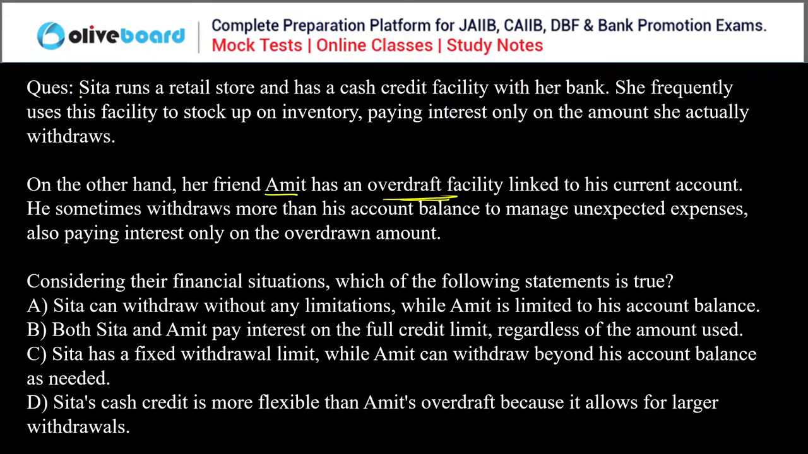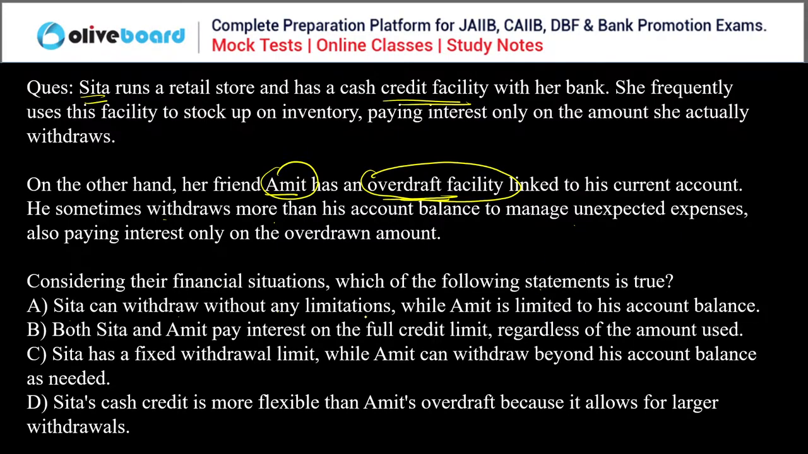Okay, so Sita has a cash credit facility. Amit has an overdraft facility. Right now, he sometimes withdraws more than his account balance to manage unexpected expenses. Now, consider the following situation. Which of the following statements is true?